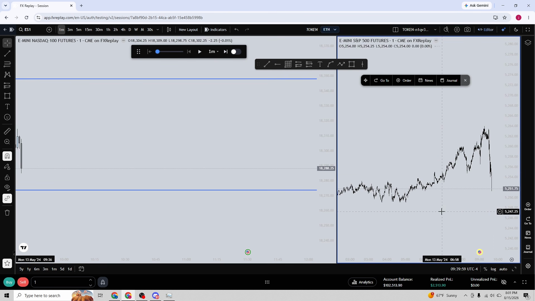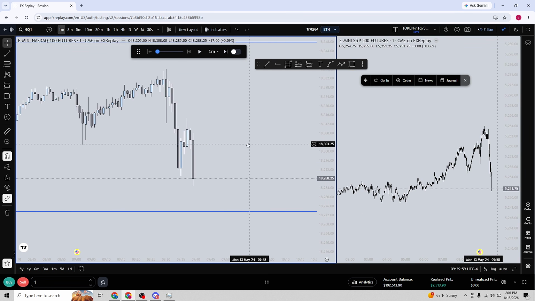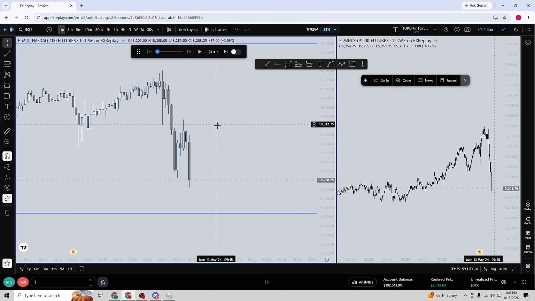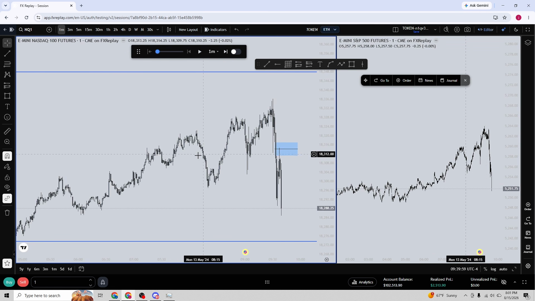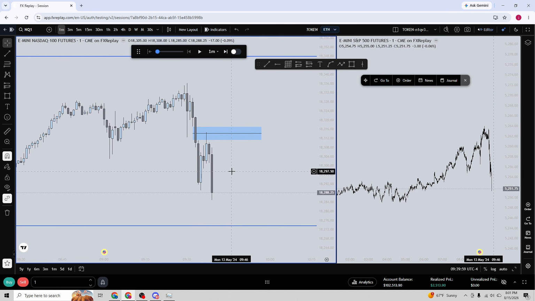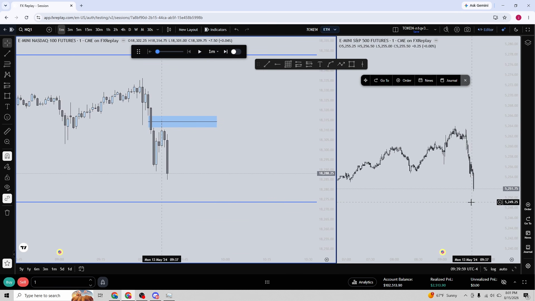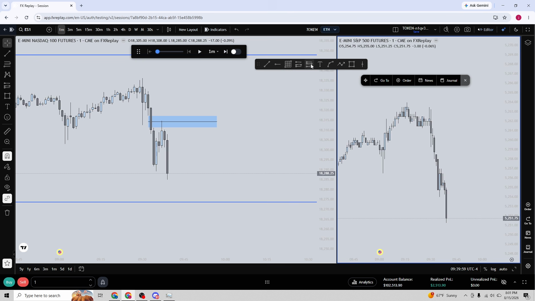ES looks really good as well. We're holding this 1 minute gap. 1 minute first presentation. We have reason to continue lower. This might be a really discretionary trade. I like also how we close above this body. Yeah, I am going to take this for a 1-to-1.